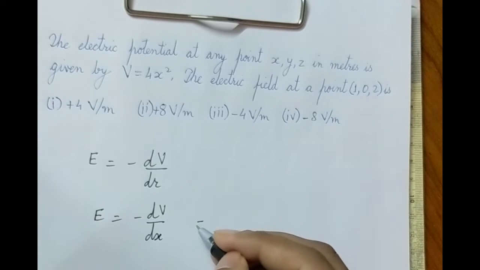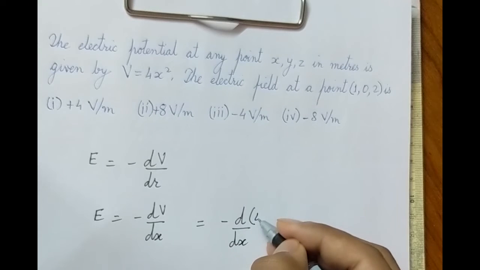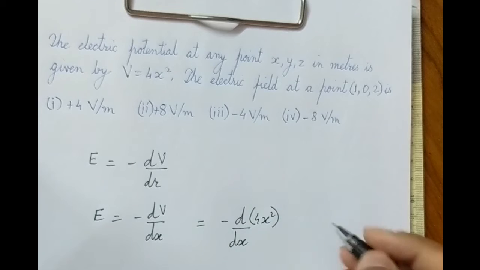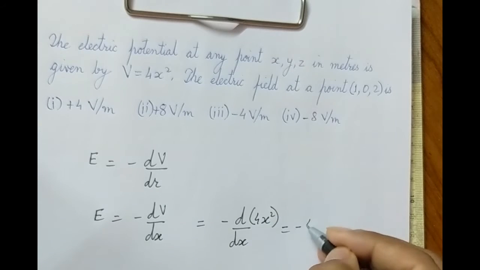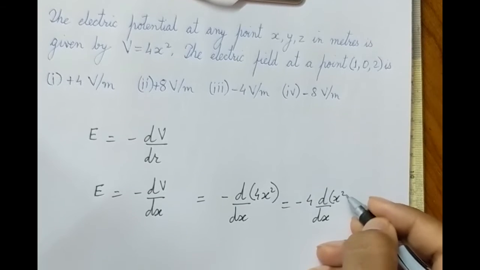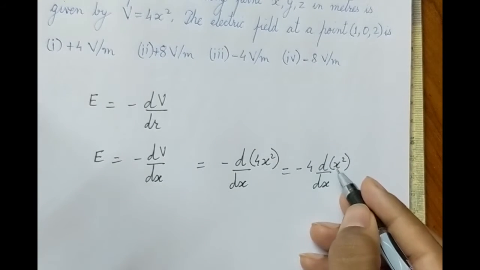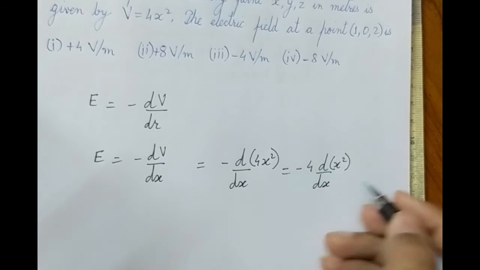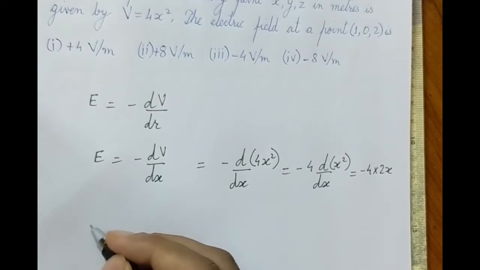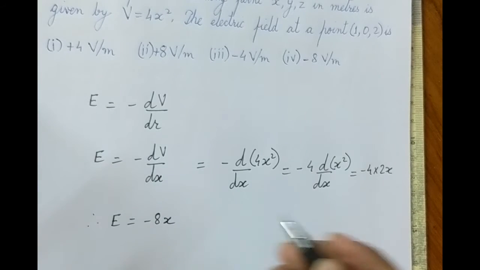Putting the formula for V as given in the problem, we have d dx of 4x square. Differentiating 4x square, 4 being a common, comes out of the differentiation, so you have minus 4 d dx of x square. We use basic formulas of differentiation and we get differentiation of x square as 2x, so we can put the values minus 4 into 2x. Therefore E is equal to minus of 8x.